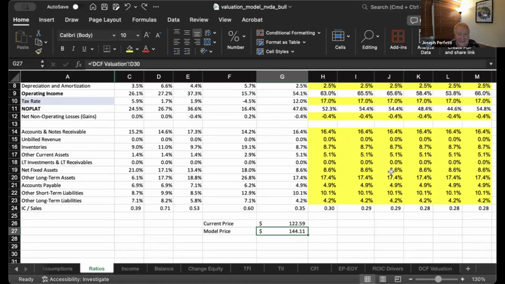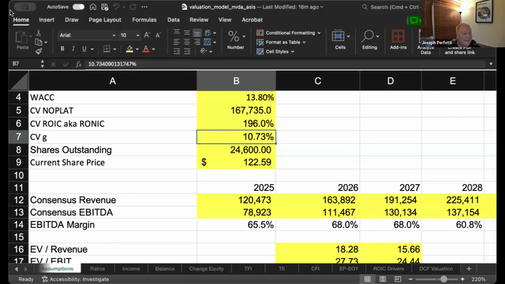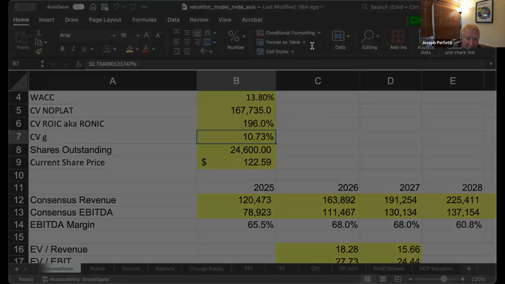Now, I think the easiest way to do this: save that file, and then close that file. Open up your as is, and then from the as is, create your bear. So back to the as is. File, save. This is now my bear.